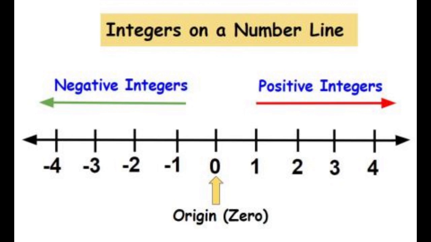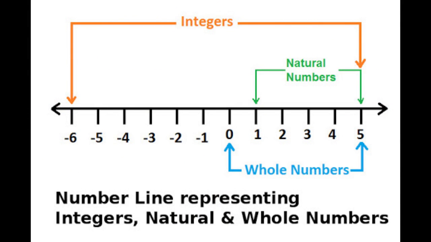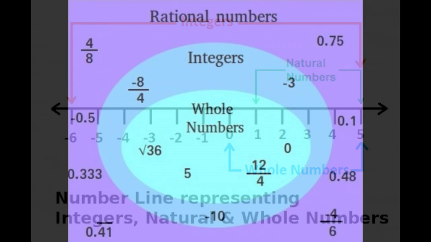Third is integers. The collection of all whole numbers and negatives of natural numbers are called integers. An integer is a number with no decimal or fractional part. It is denoted by capital Z. And the examples are -2, -1, 0, 1, 2, and so on.